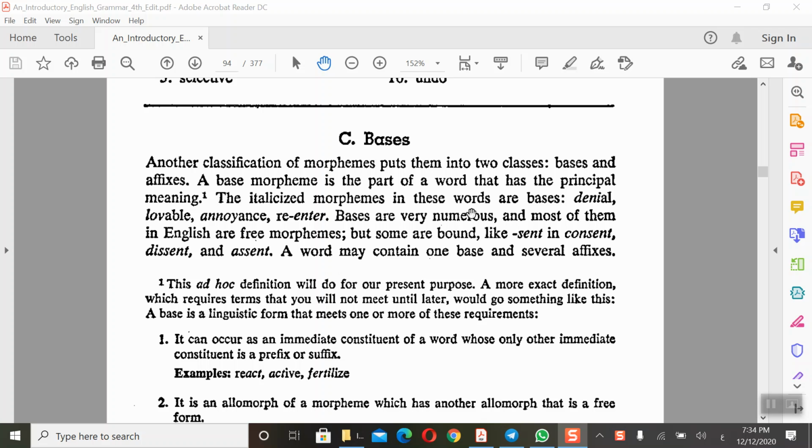Today we're going to talk about bases. In the previous lecture we talked about morpheme and the types of morpheme. We said that we have free morpheme and bound morpheme. Before that we talked about morphology and we defined morphology. We said that it is the study of word, the structure and the function of word.